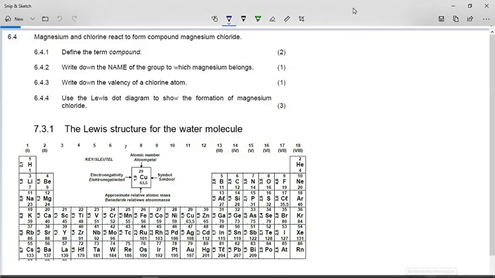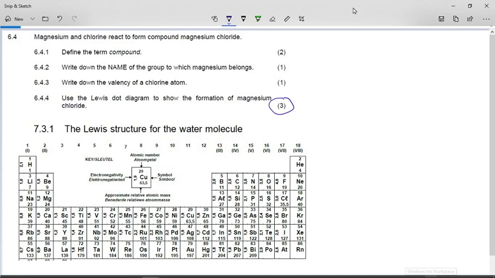Okay, let's look at the formation of Lewis dot structures. Lewis dot structures are usually 2 marks to 4 marks. Here they're 3 marks in this question. It says magnesium and chlorine react to form the compound magnesium chloride. Define the term compound. Okay, so you must just know your definitions.